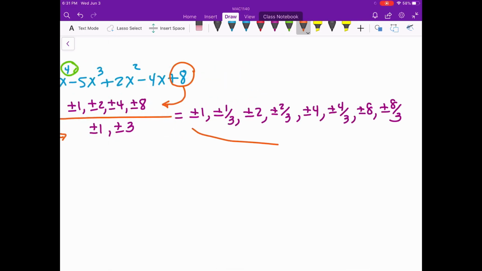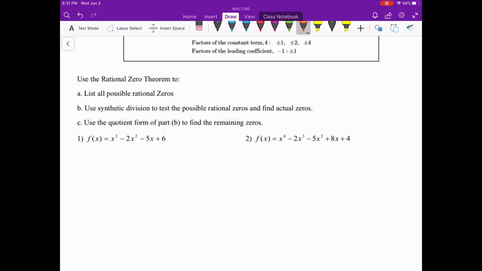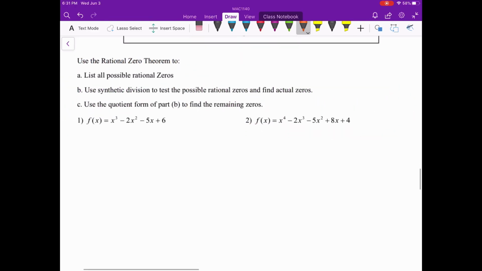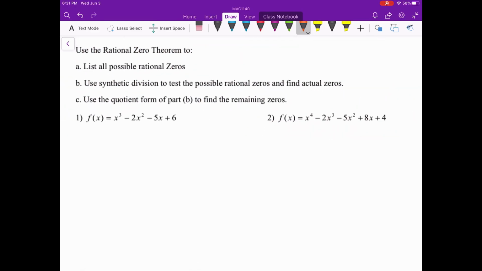These are all the possible rational zeros. As you can see, there's a lot. Here we have 2, 4, 6, 8, 10, 12, 14, 16 possible rational zeros. Let's go ahead and show you how to do this exercise. First, we have to list the possible rational zeros. Now we have to use synthetic division to test the possible rational zeros and find actual zeros.